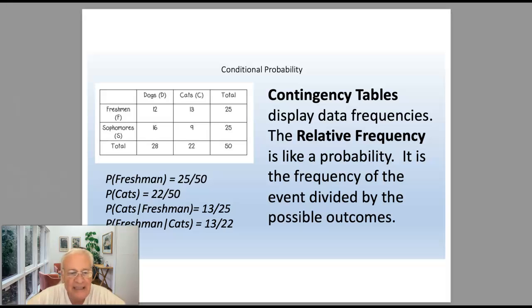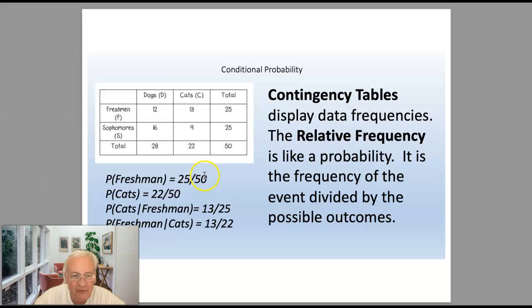A contingency table displays data frequencies. The relative frequency is just like a probability. It's the frequency of the event divided by all the possible outcomes. As an example, if I just wanted to know the probability of picking a freshman from all these students, there's 50 students total. It says it right down here, 50. The freshmen number is 25, so that number goes on top.